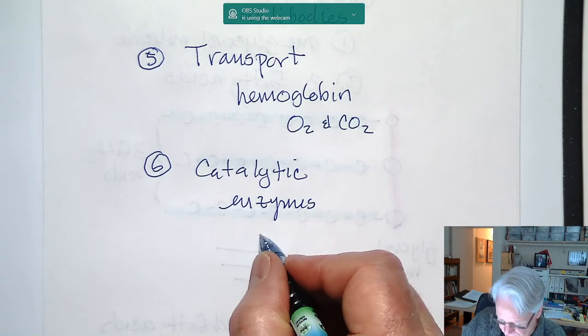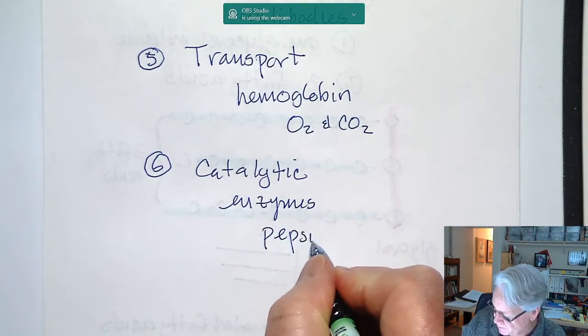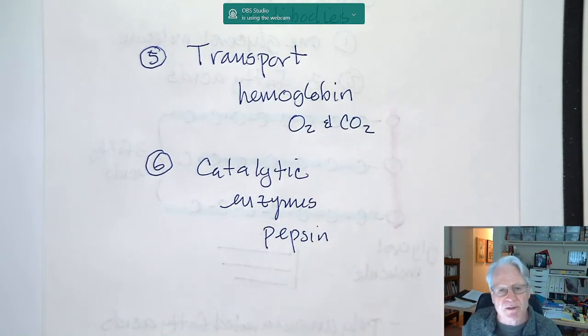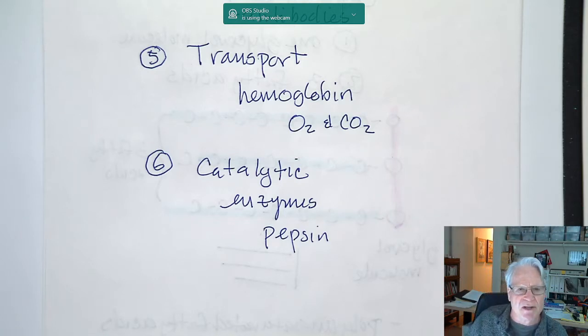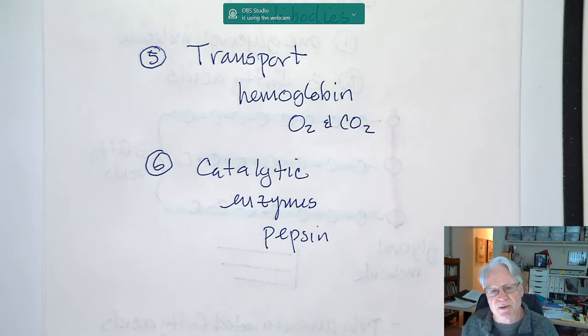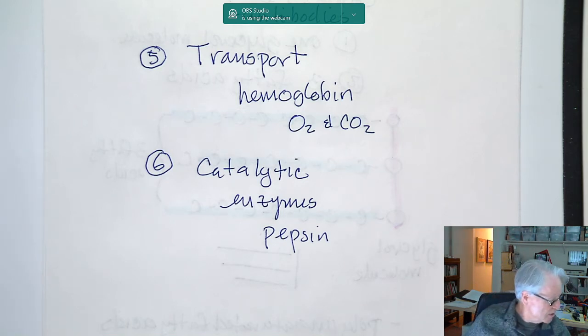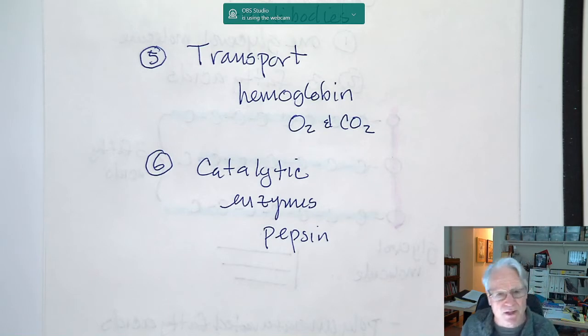A very good example of this would be pepsin. Pepsin is produced in the stomach, and it helps to break down the proteins that you consume. It is an enzyme which breaks down the bonds between amino acids so that the very large proteins that you consume are slowly broken down into their smaller component parts. Pepsin is playing a role in that, and pepsin is a protein. Pepsin is an enzyme.